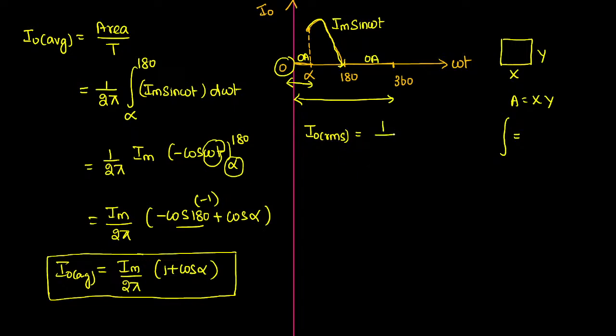Now the same formula once again, area by time period, but in this case we have to square the quantity and take the square root. So 1 by 2 pi integral, same, only alpha to 180 we are having. I hope you all know how to calculate the RMS values.